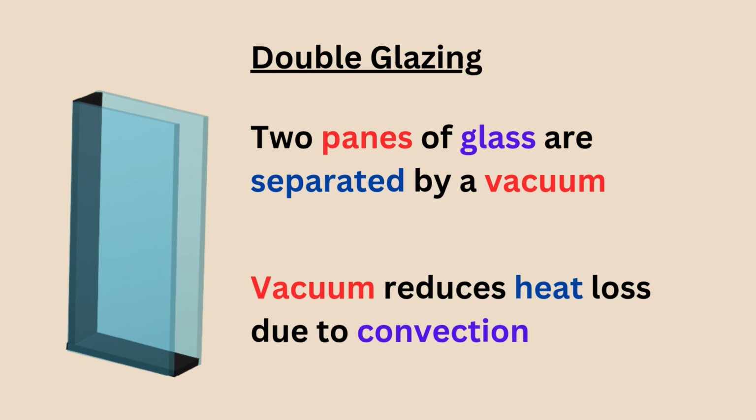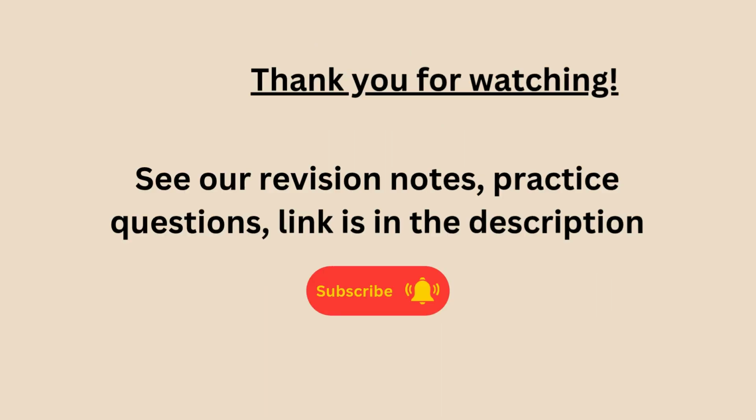In double glazing, two panes of glass are separated by a vacuum. A vacuum is a region of space with no air particles, so the vacuum will reduce heat loss due to convection. If that space between the two panes of glass contained air, you would have convection currents in there, but because there's a vacuum, there are no particles and therefore you cannot get any convection currents, so it reduces heat loss due to convection.